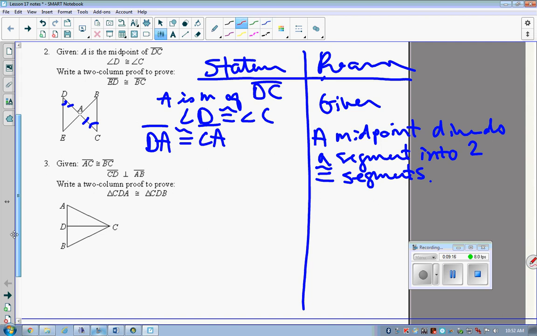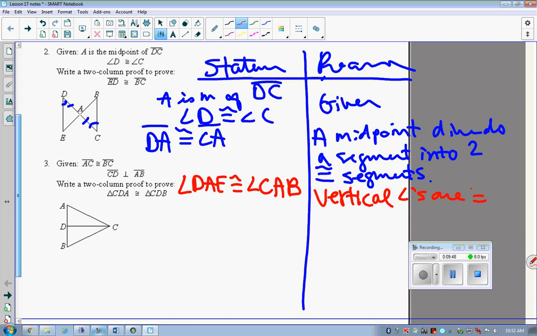Okay, angle DAE is congruent to angle what? CAB. Okay, through what? Nope. Vertical angles are congruent. Do you see why I make such a big deal about vertical angles? Because they show up all the time. Okay, vertical angles are congruent.